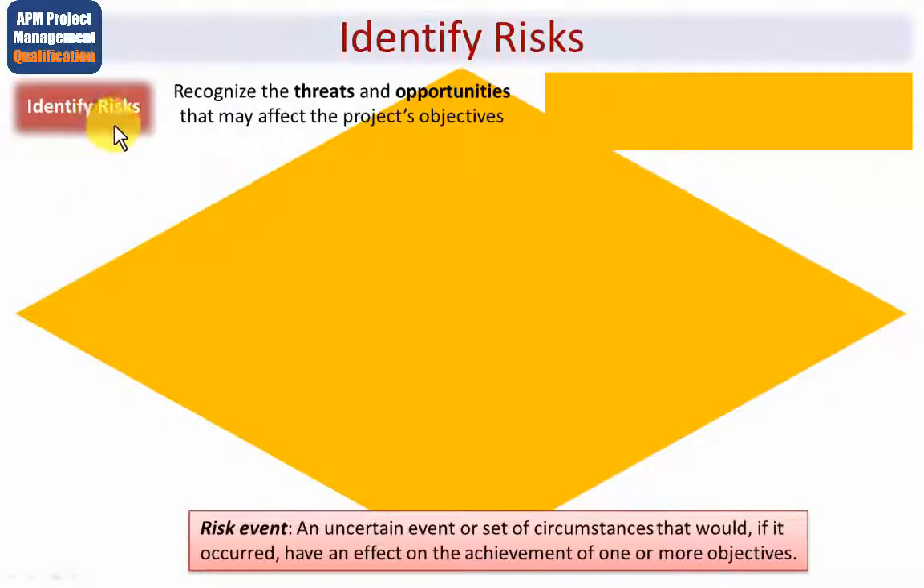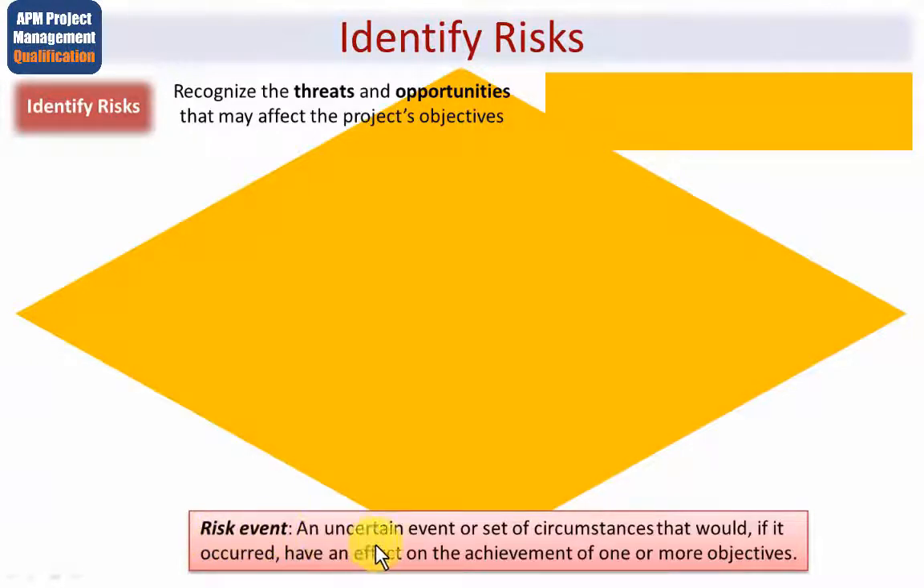We're still on the identify risk step. The purpose here is to recognise the threats and opportunities that may affect the project's objectives. And this is a very important slide. You see, because the word risk is in common language outside of projects, it tends to be used badly. But as a project manager, we need to better understand exactly what the nature of risks are. And I will introduce to you the term called risk event.